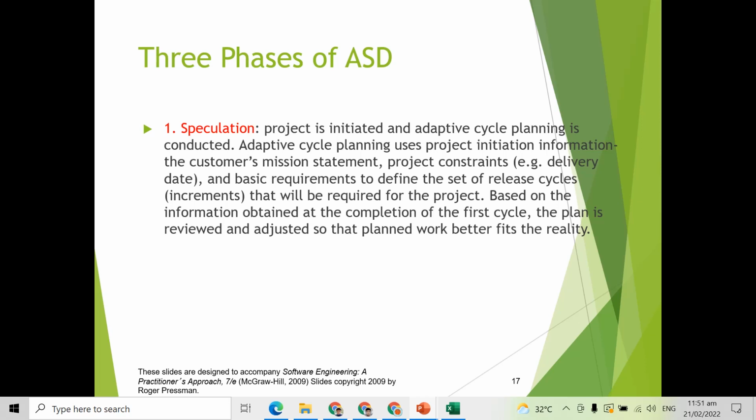Adaptive cycle planning uses project initiation information, the customer's mission statement, project constraints, or, for example, the delivery date, and the basic requirements to define the set of release cycle increments that will be required for the project. Based on the information obtained at the completion of the first cycle, the plan is reviewed and adjusted so that the plan better fits reality.